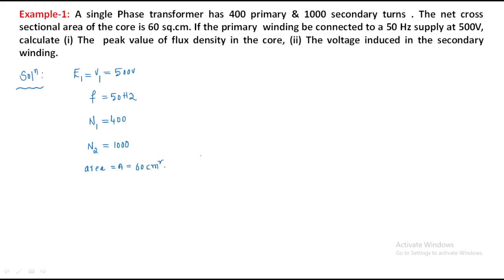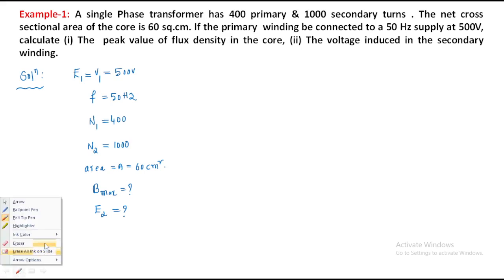We have to calculate the secondary EMF, that is, B max is what, and E2, what is the value of E2? So we can calculate the E2 value using 4.44 phi N F. From that we can calculate the value of E2, or we can use the relation between the number of turns and EMF.